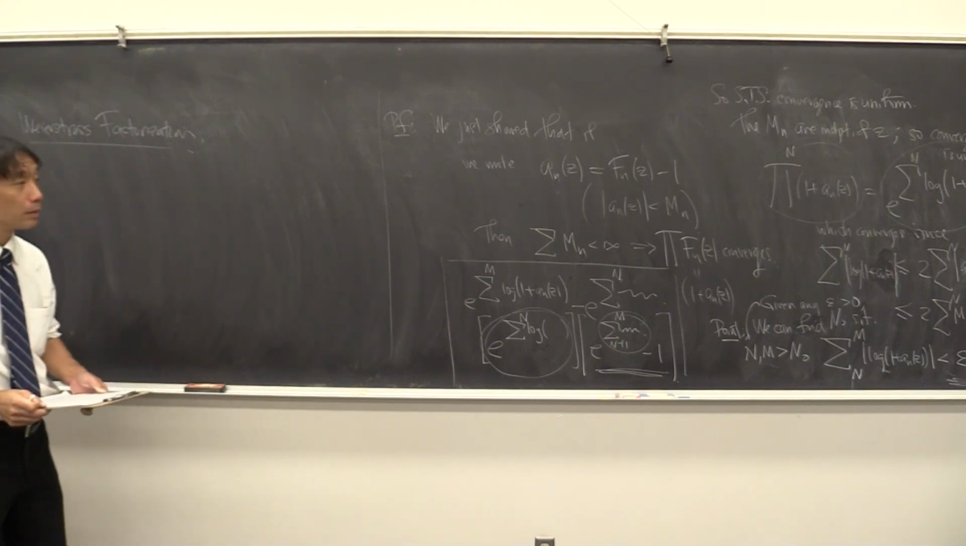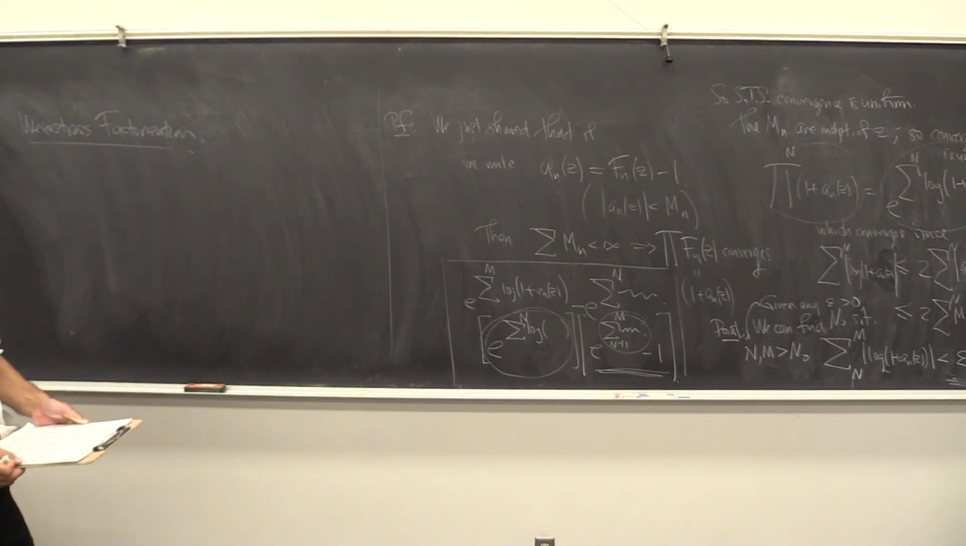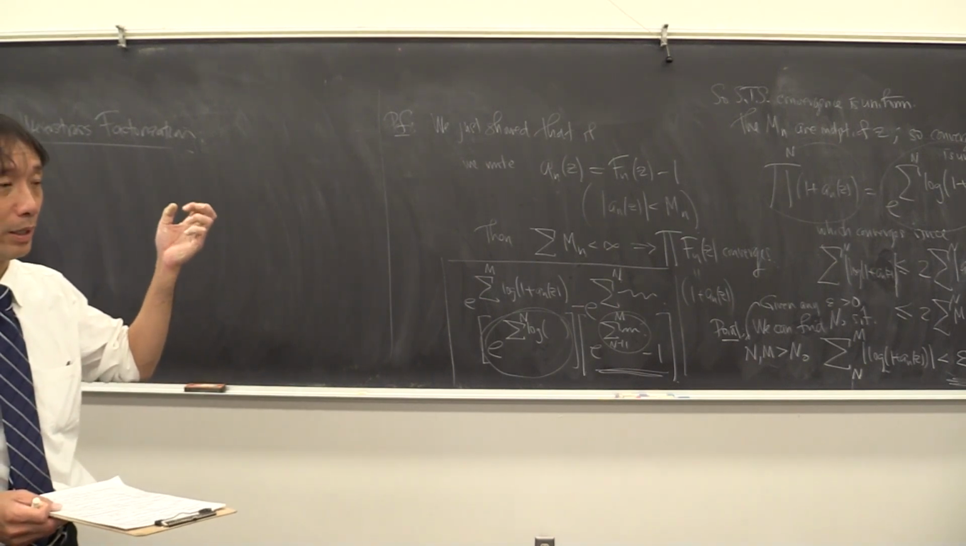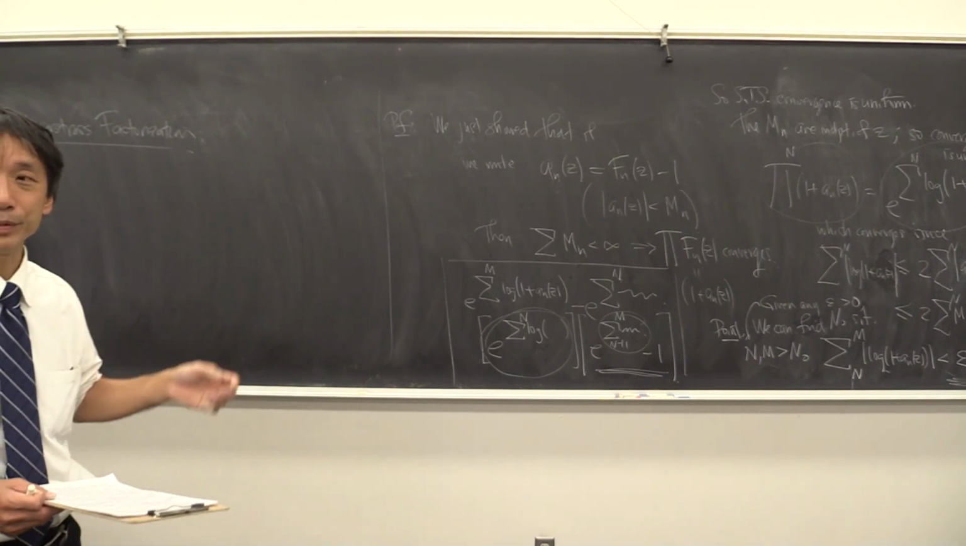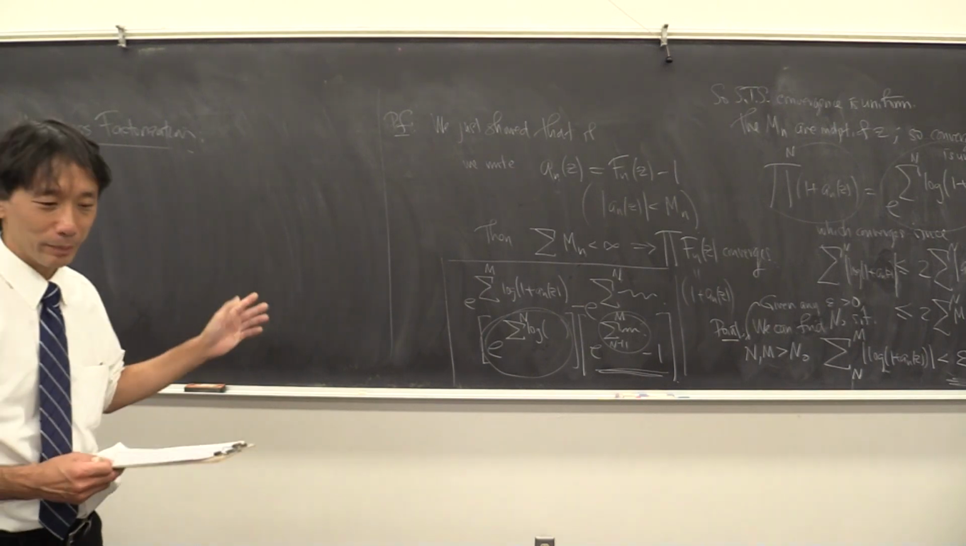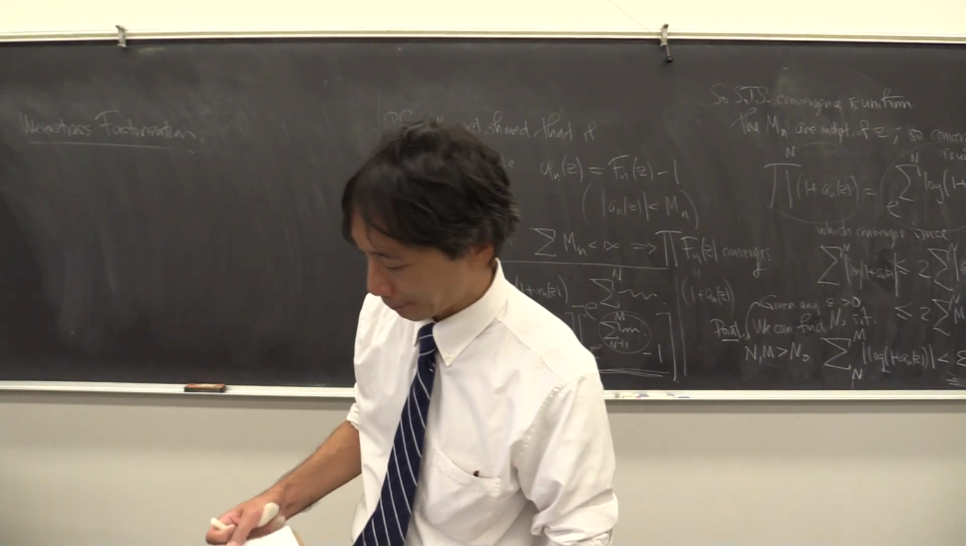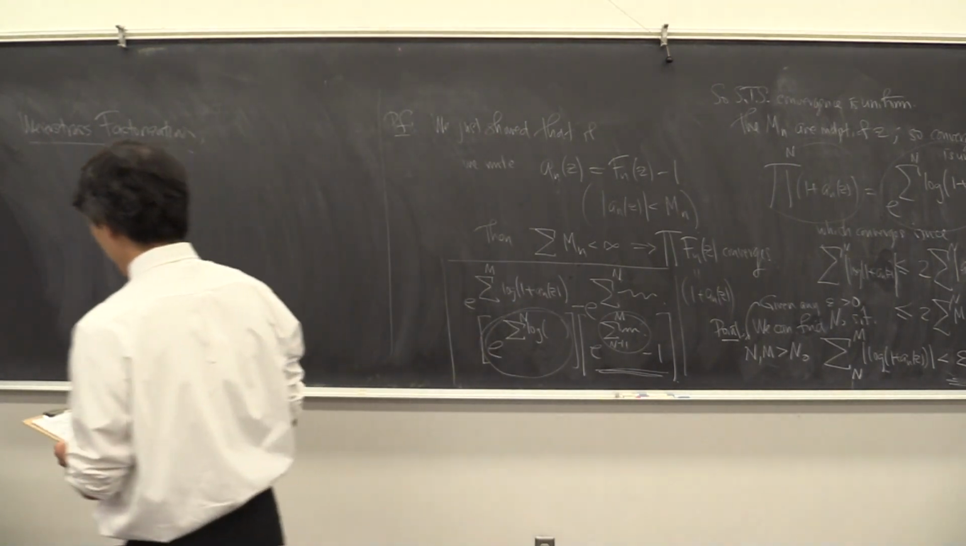Why is the product holomorphic? Because you have a uniform convergence of holomorphic functions. Oh, okay. Right, we had some result from some time ago.